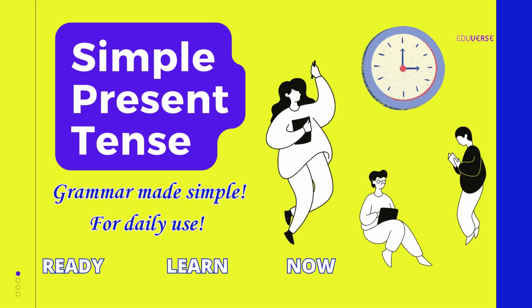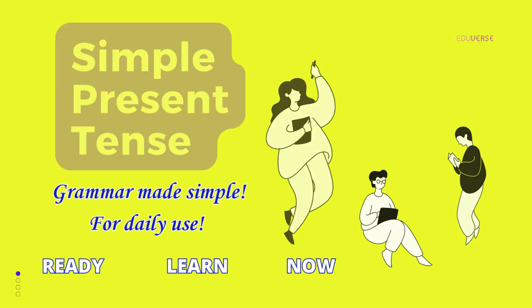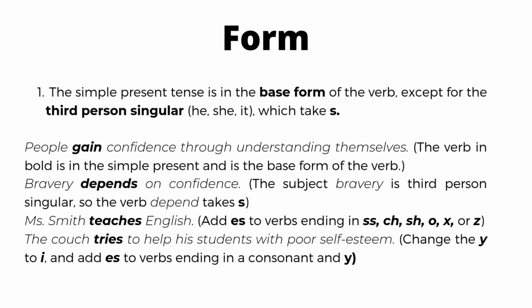Today's lesson will be about the simple present tense. So, what is the form of the simple present tense? The simple present tense is in the base form of the verb, except for the third person singular, he, she, it, which take an S.